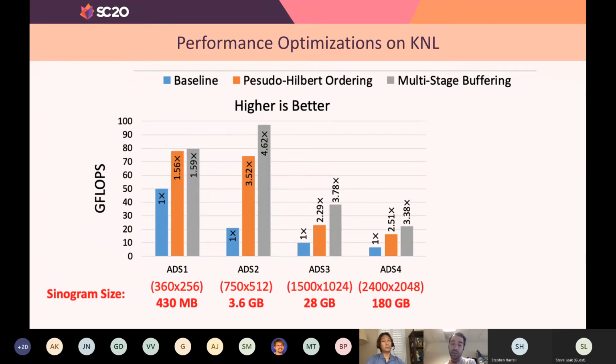But GPUs, well, at least, most probably you won't be able to fit ADS3 on your GPU because 28 gigabytes is larger than many state-of-the-art GPU memory capacity.